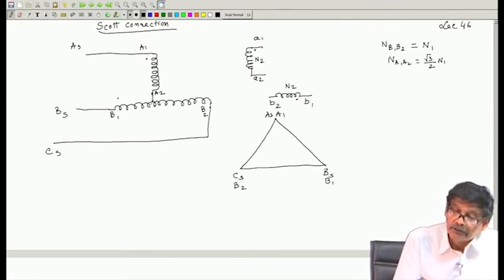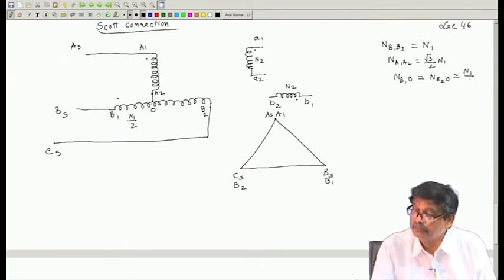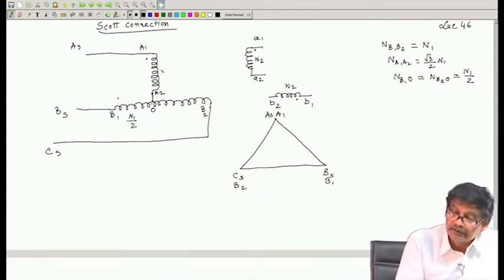And now, the question is, what will be the applied voltage across A1 A2? Mind you, in this transformer B, primary has a tapping at 50%, and that point I called O, such that the number of turns this side, that is N B1 O, is equal to N B2 O, these are equal to N1 by 2. Total number of turns is N1, and the number of turns of this transformer is root 3 by 2 into N1.